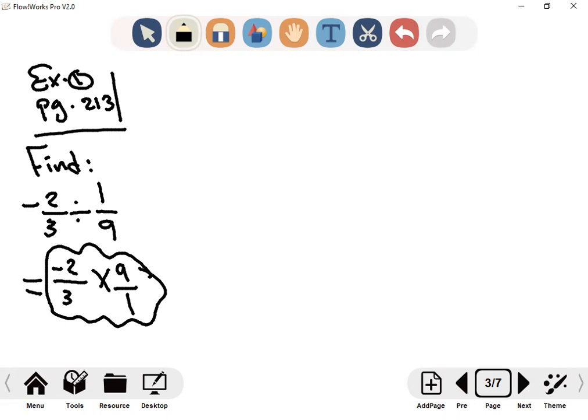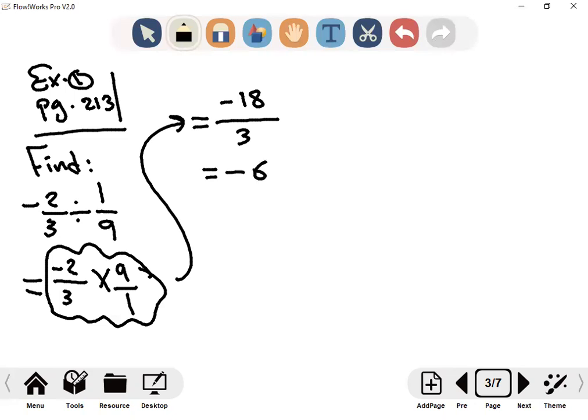Now do multiply. You want to cross, you want to multiply up, multiply down, do what you want. So up, negative 18, down 3. This is equal to negative 2 multiplied by 9, negative 18, with 3 multiplied by 1, 3. Now, if you divide different signs, the answer is negative. 18 divided by 3, so the answer is negative 6.